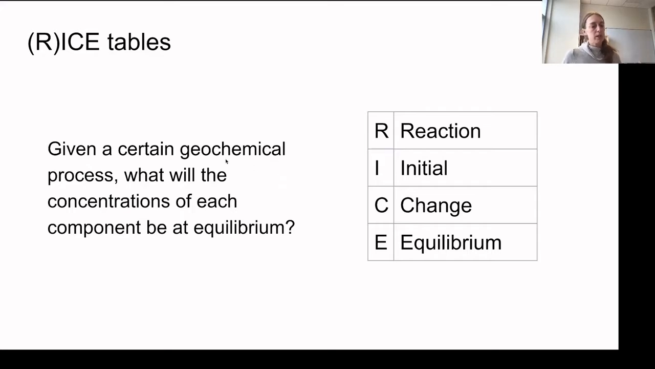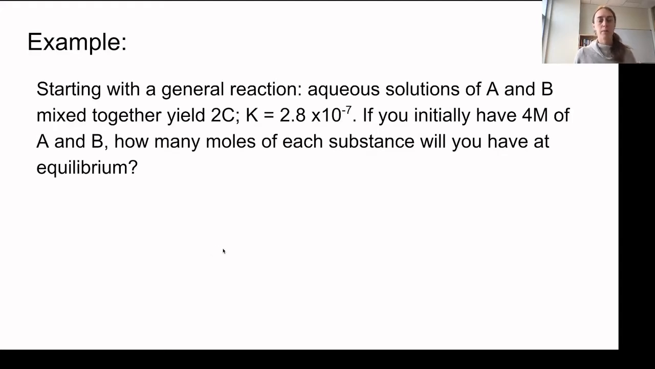And you would use it if you had a question, for example, given some certain geochemical process, what will the concentrations of each component be at equilibrium? You can also do it backwards and determine some equilibrium constants for some geochemical process. So we are going to dive right in and show you how to use them by doing some example problems.